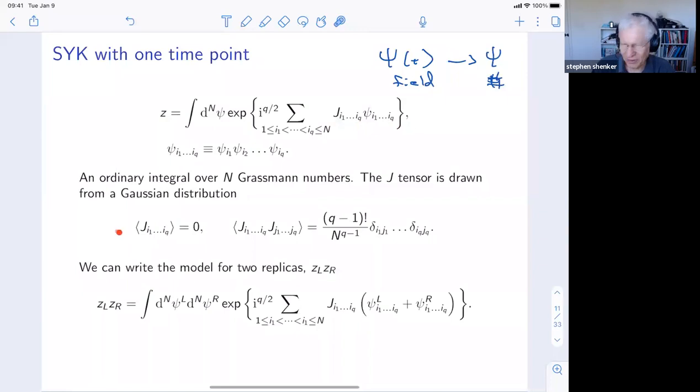Now the J tensor is drawn from a Gaussian distribution. These are its moments, just in case you're interested. And we can write similarly a model for 2 copies, often called replicas in this game: Z left times Z right. It's an integral over 2 sets of n Grassmann numbers, with the same coupling for left and right. This is the thing whose factorization properties we want to study.